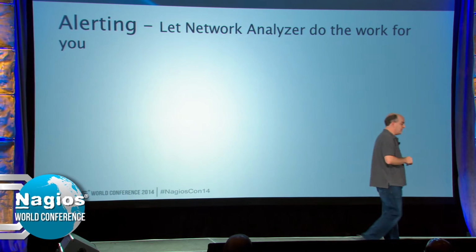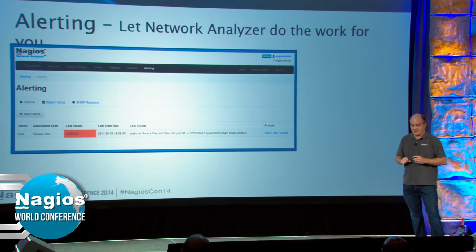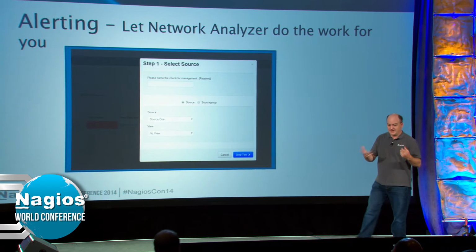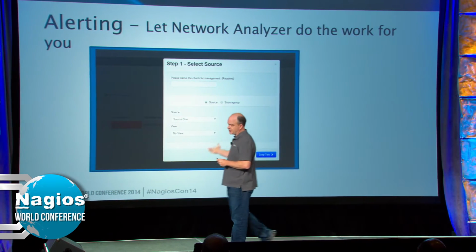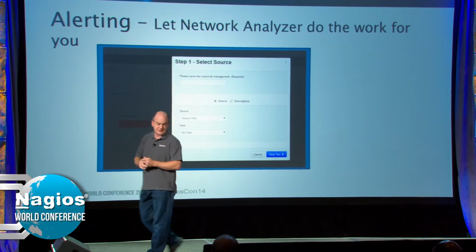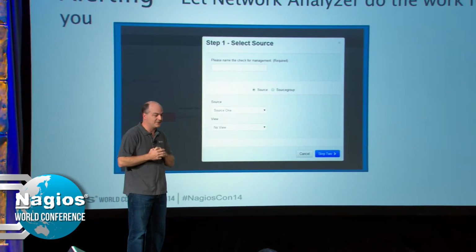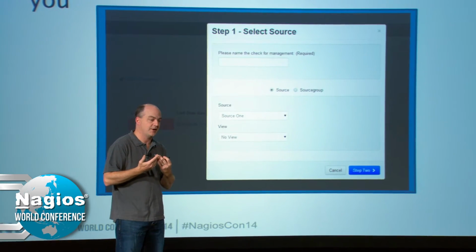So next we're going to talk about alerting. Alerting in Nagios Network Analyzer basically gives you the ability to create an alert based on the information that you provide. As I mentioned earlier, we have sources and source groups and now views that we've just added in here. So when you decide to create an alert in Nagios Network Analyzer, first you're going to choose where the data is coming from that you're going to create your alert on.